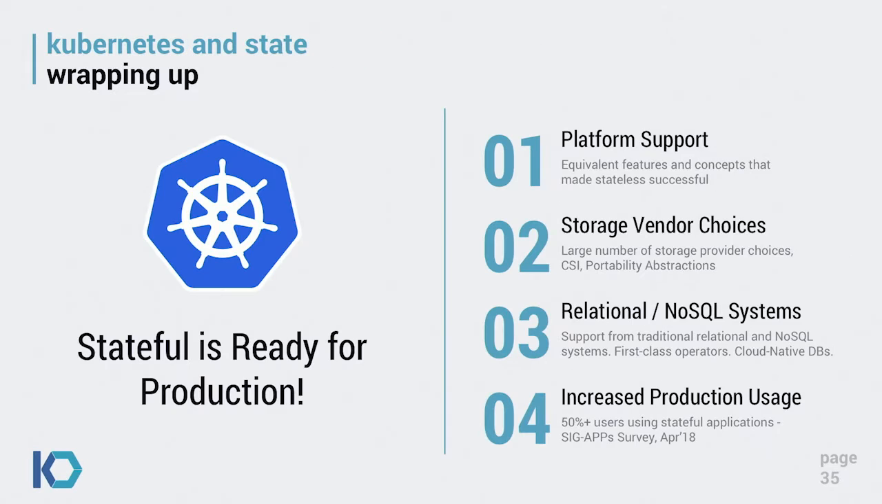So finally, to wrap up here, we talked about how Kubernetes has become a lot more ready for production stateful workloads today. We covered a number of different topics in this area. We talked about platform support, not just from some of the abstraction primitives that help people, but also from the top level features that make application level easier.